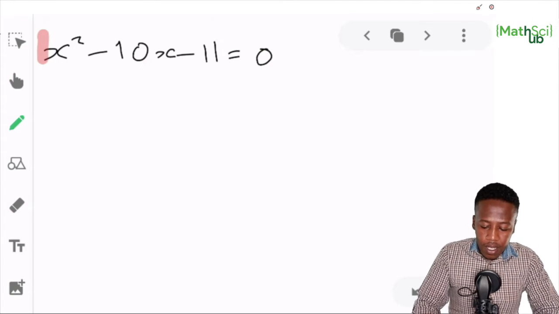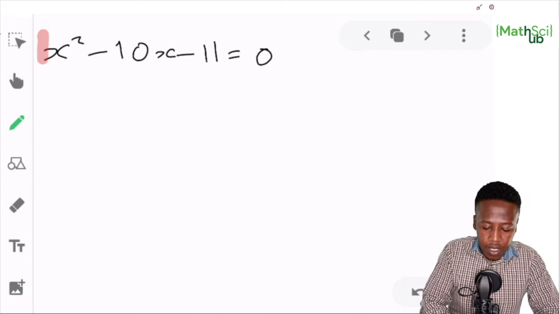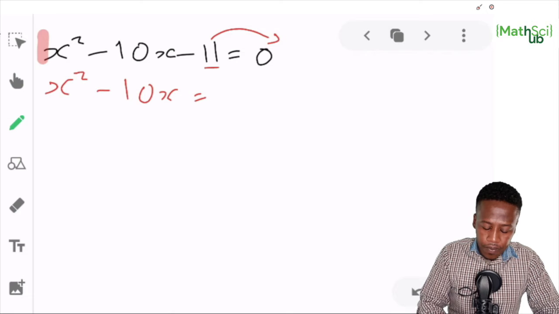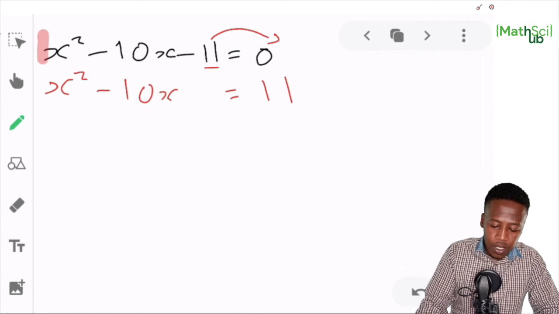Now like I said, there are steps that you need to follow when you complete the square, right? It's x squared. The first step that you need to do is take the 11 to the other side of your equal sign, meaning it's going to be positive 11.